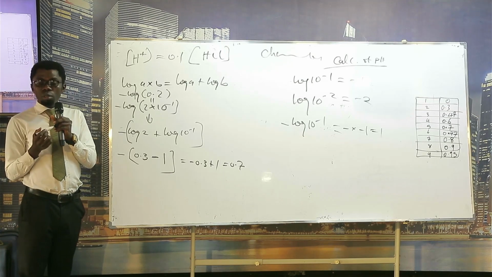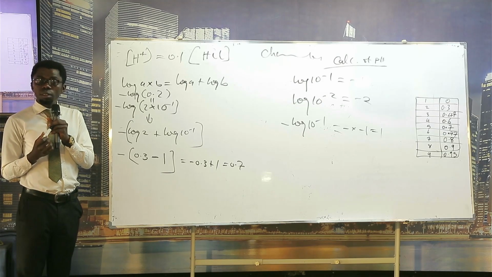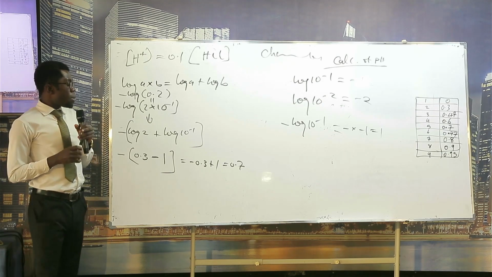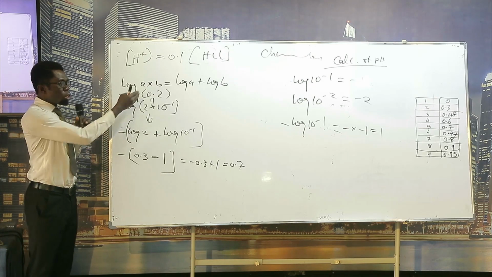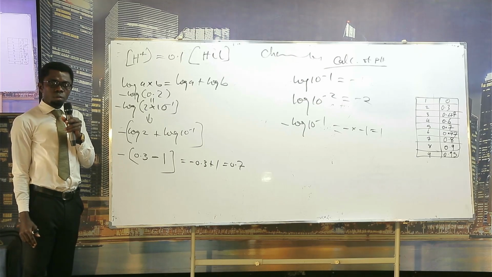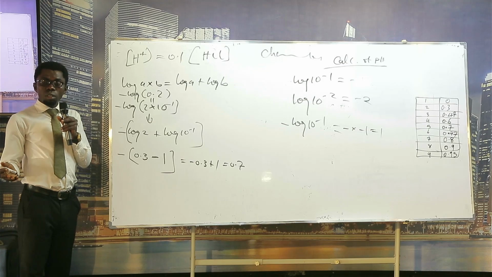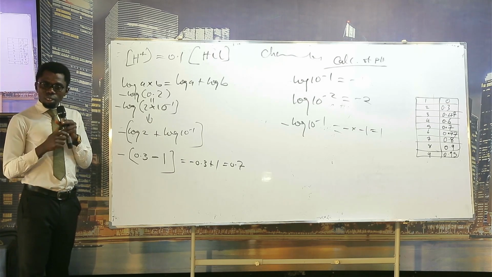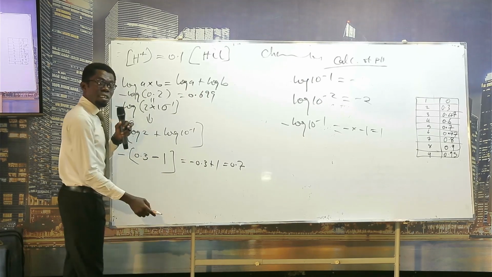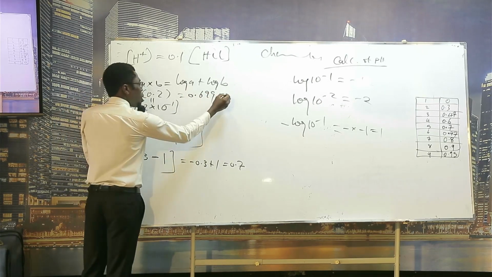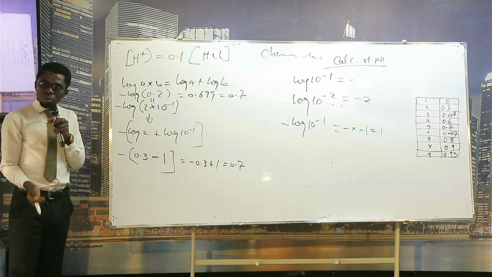I don't know if you understand me. Just press this. Minus log 0.2 is what? In your calculator. That is 0.7 earlier. So if you press this in the calculator, it gives you what? 0.699, okay? It's 0.7.